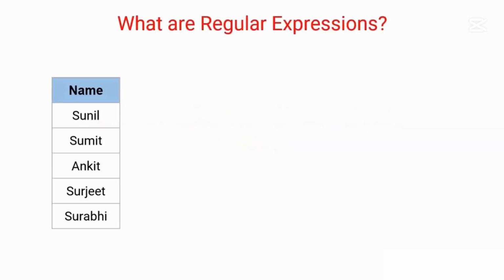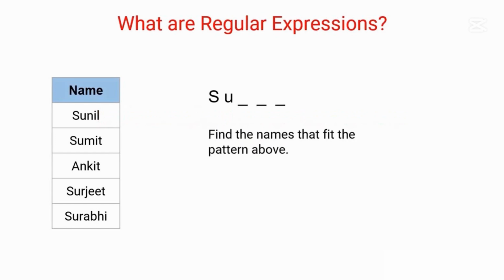I have a list of names of my friends: Sunil, Sumit, Ankit, Surjit, and Surbhi. If we were to select only those names from this list which matched a certain pattern, so say the first 2 letters are S and U, followed by only 3 positions that can be taken up by any letter. What do you think? Which names fit this criteria? Let's go one by one. The names Sunil and Sumit fit this criteria as they have S and U in the beginning and 3 more letters after that. But the rest of the 3 names are not following the given criteria. One is starting with A, whereas the others have more than 3 characters post S and U.